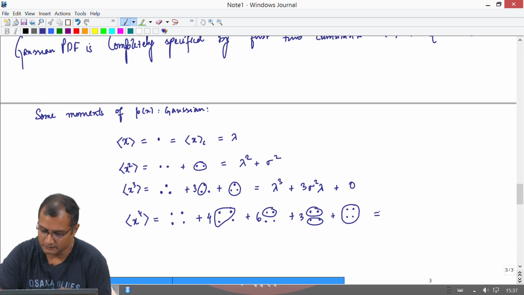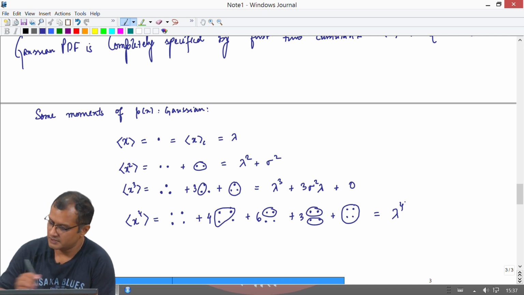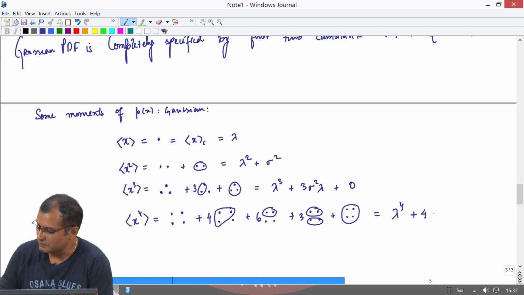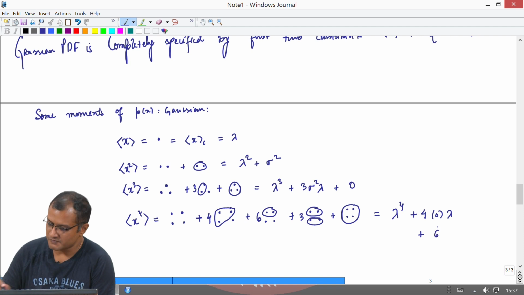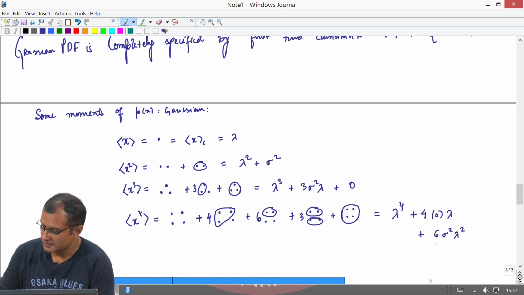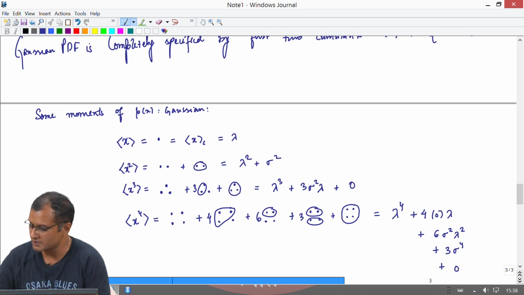So, the first one, which is all 4 of them disconnected, is nothing but lambda to the power 4, the first moment to the power 4, plus 4 times the third cumulant, which is 0, into lambda, plus 6 times the second cumulant sigma square into lambda square, plus 3 times sigma square into sigma square, plus all 4 of them connected, which is the fourth cumulant, and that is 0. So, these 2 terms are 0.